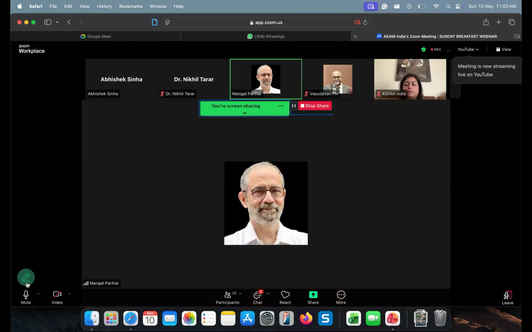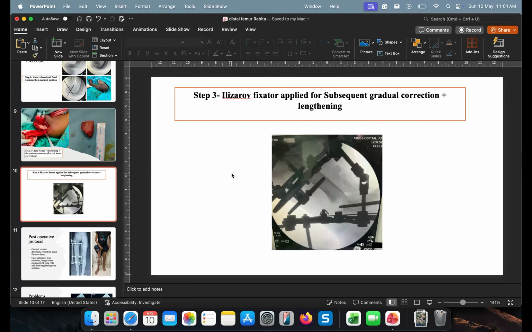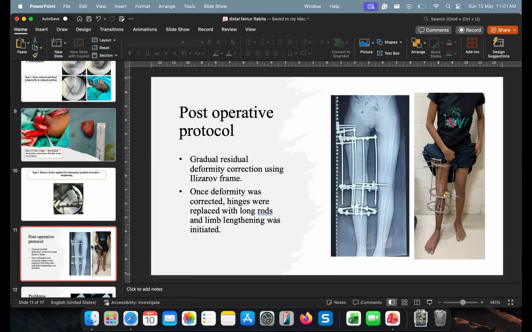I missed a part of that talk. Your lengthening was done from a separate osteotomy? Or the same place where you did the excision? So lengthening was done at the same place of excision. Okay. Once we corrected the deformity at the same osteotomy site, we decided to replace the hinges with long rods, and then we lengthened it. So potentially that could be one of the causes for the poor regenerate, because you've opened that up. So the biology is definitely hindered.